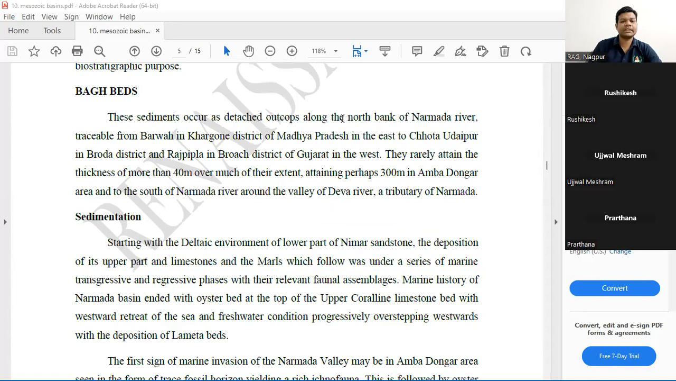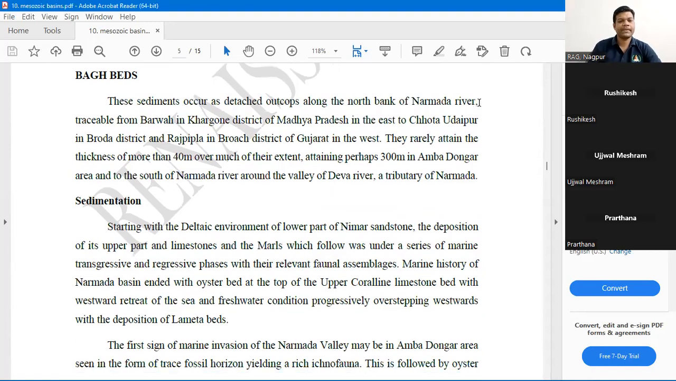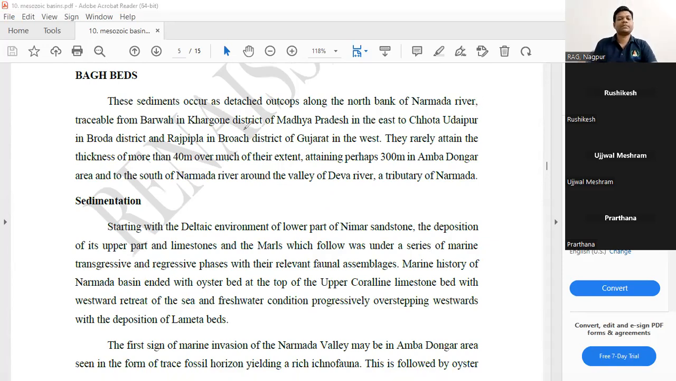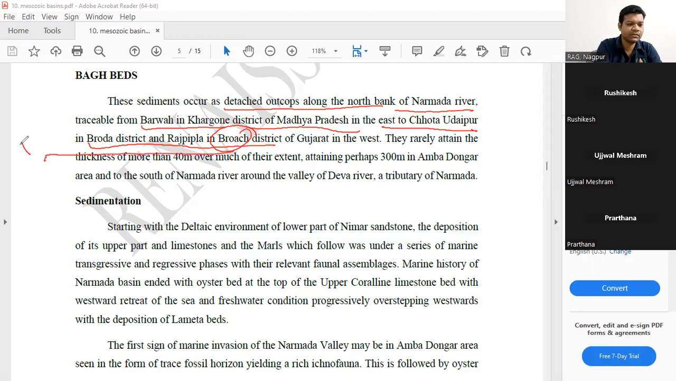Okay, so this is Bag beds. The sediments of the Bag beds occur as detached outcrops along the northern bank of the Narmada River, traceable from Barwa in Khargone district of Madhya Pradesh, to the east of Chota Udaipur in Baroda district, and Rajpipla in Bharuch district of Gujarat in the west.